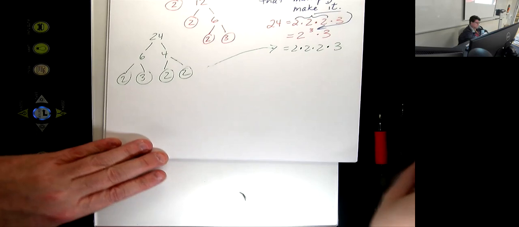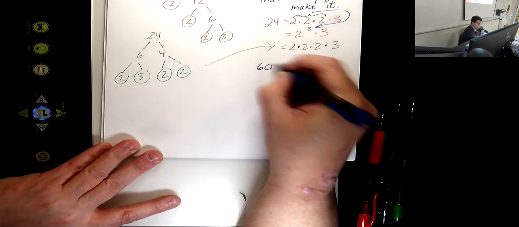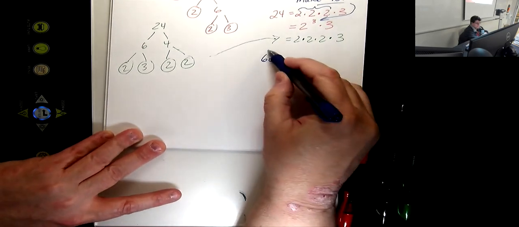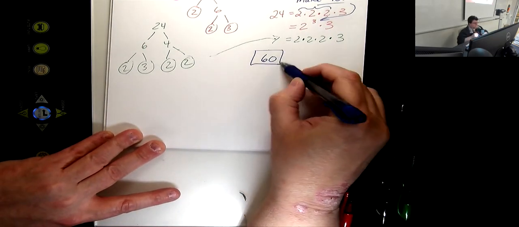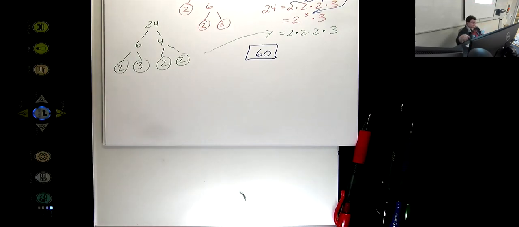So let's have you guys try one on your own. Try doing 60. Start with 60 and break that bad boy down and see what you get. And we'll do it together in a couple minutes.